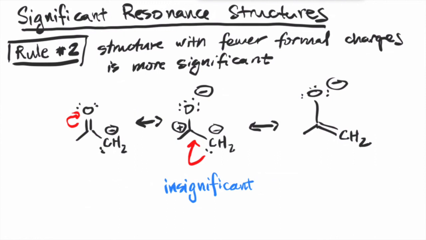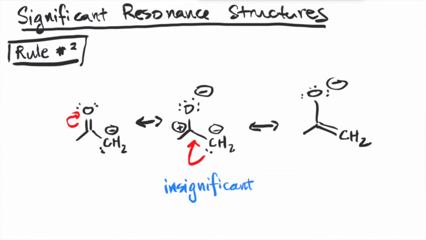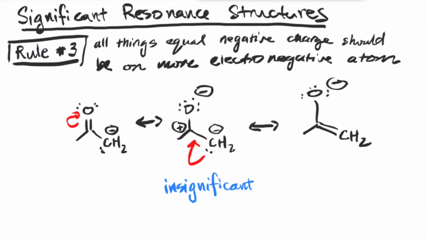So here comes rule number 3, which states that if all things are equal, the negative charge should be on the more electronegative atom, which makes sense, right? It's electronegative, so it wants more of those electrons. In our first structure, the negative charge is on the carbon. And in our second structure, the negative charge is on the oxygen. Oxygen is a more electronegative atom, so the structure with a negative charge on the oxygen will be our major contributor, whereas the structure with a negative charge on the carbon will be our minor contributor.